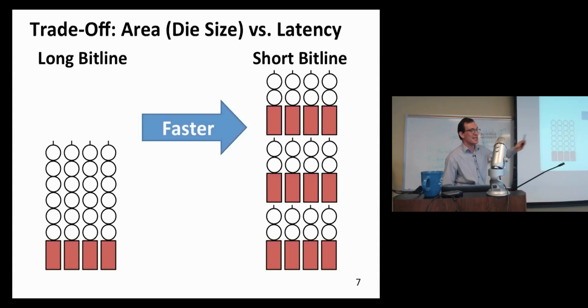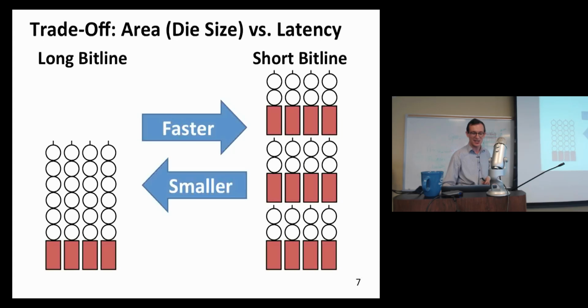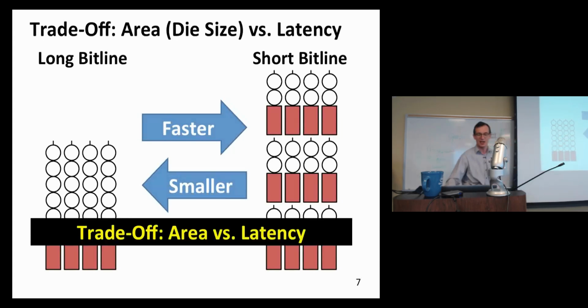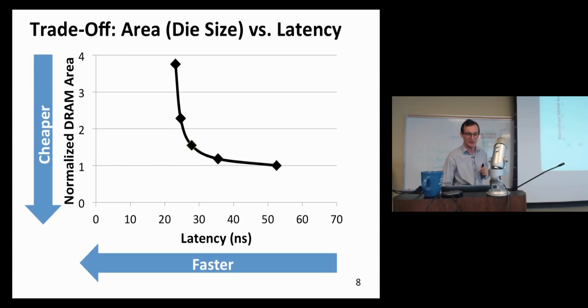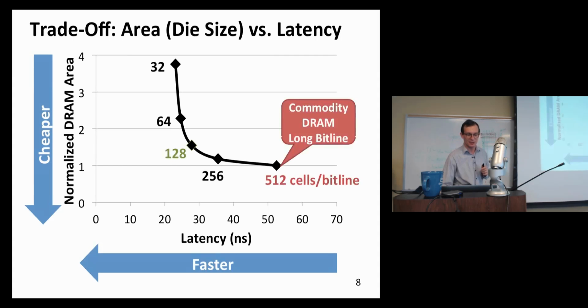Now, the upside is this is faster, obviously, because whenever you do an activate, you drive a shorter bit line, right? The downside is obviously what's shown in this figure. Now you have huge sense amplifiers. As a result, it's much bigger also. So you have a trade-off between latency and area. And this is what we've shown to show that. Commodity DRAM has 512 to 1000 cells per bit line. As a result, it has high latency, but small area. If you want to reduce the latency, you can reduce the number of cells connected to the bit line. If you make it 32, your area shoots up, but your latency reduces.